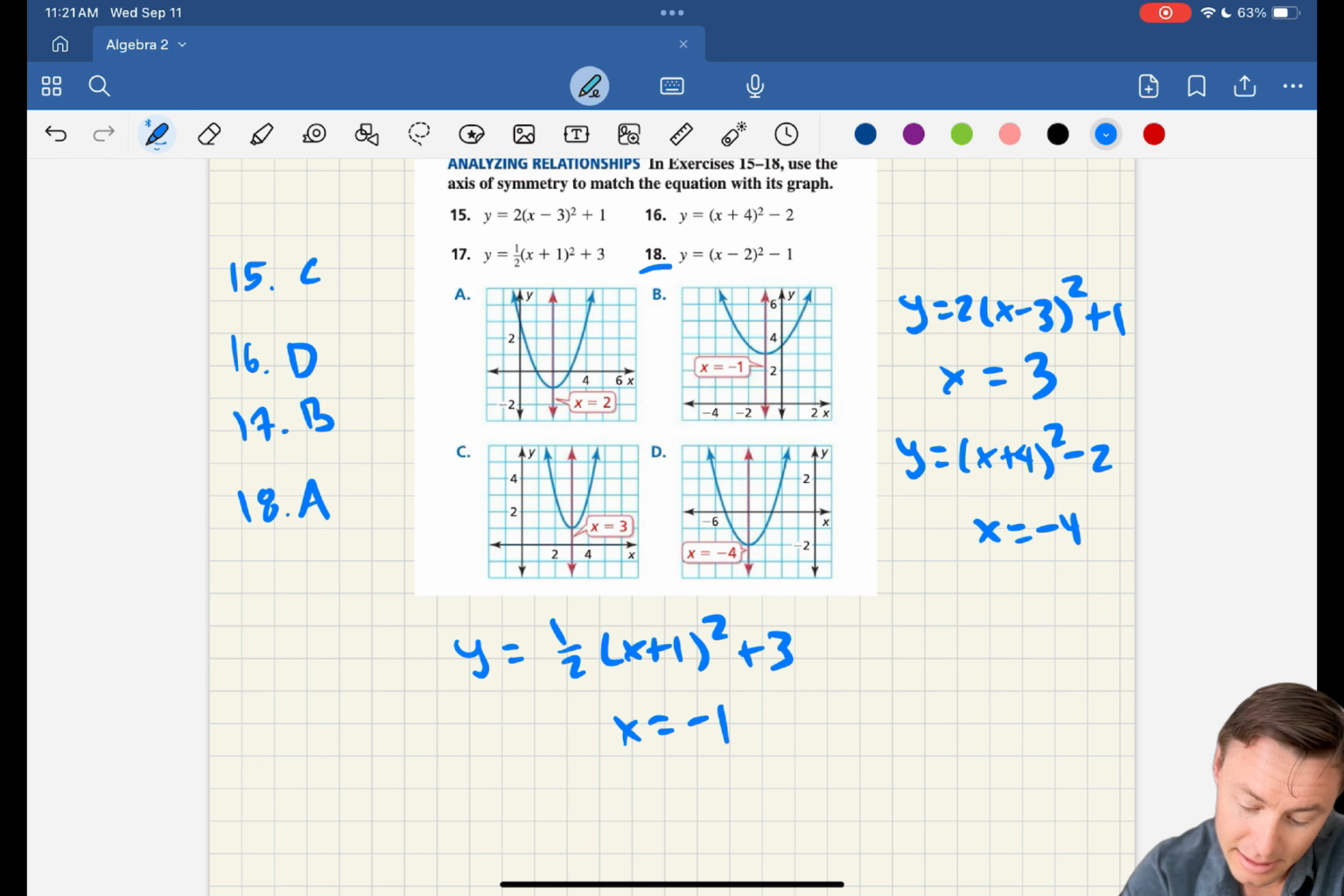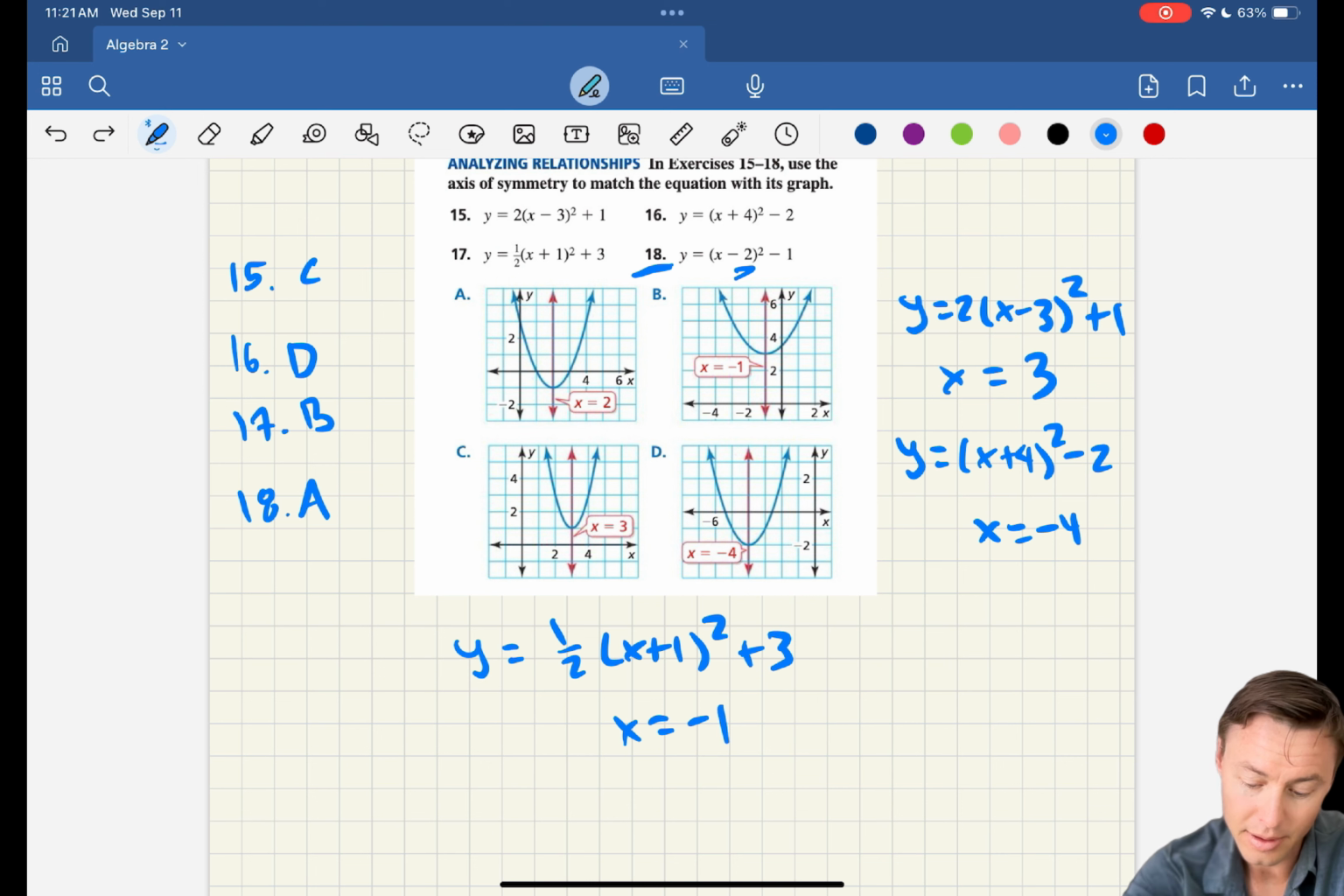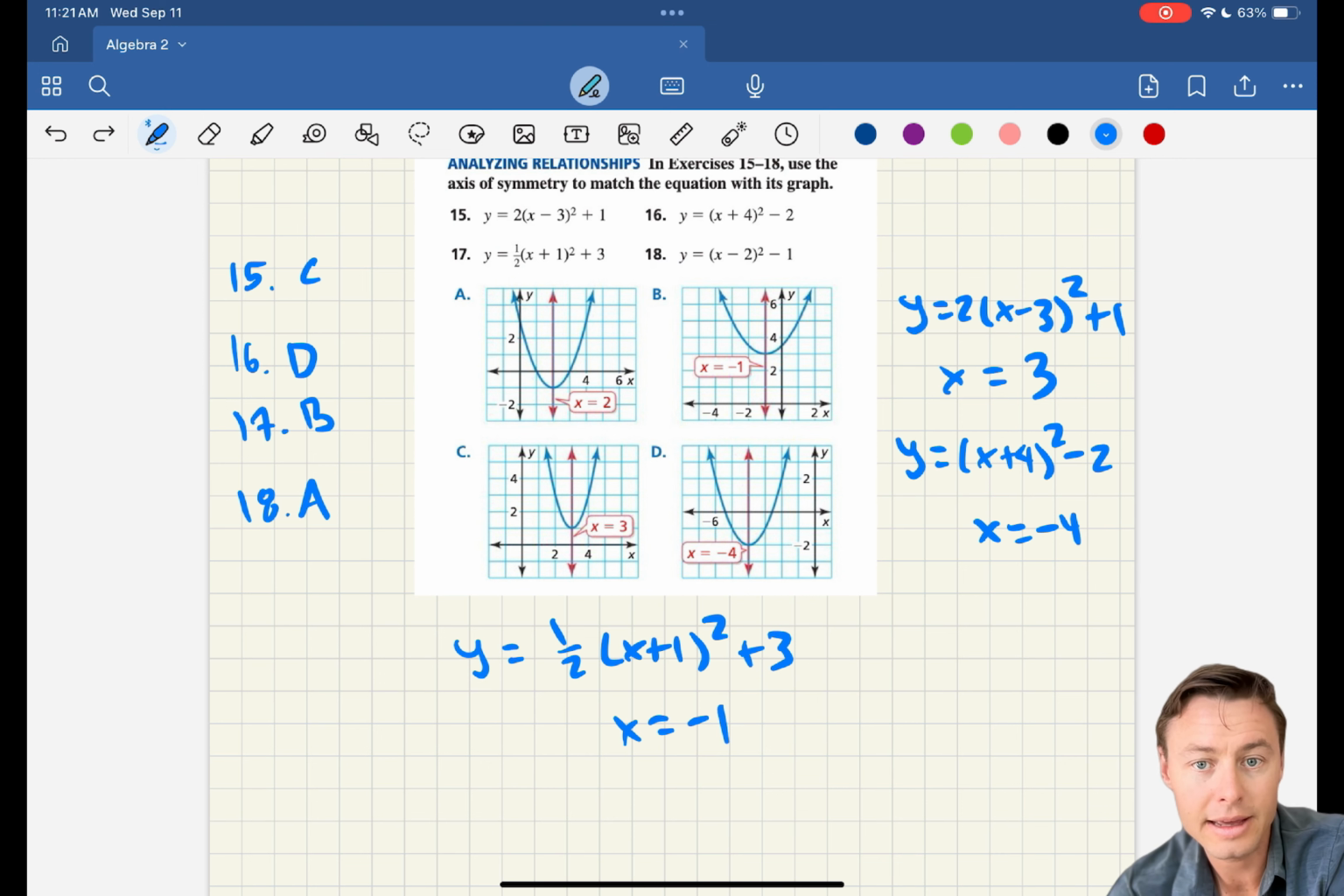We see that on A, we have an h value of positive 2. So that means our axis of symmetry is x equals 2, just like you see on A. Okay, awesome. So from vertex form, it's very easy to identify the axis of symmetry.